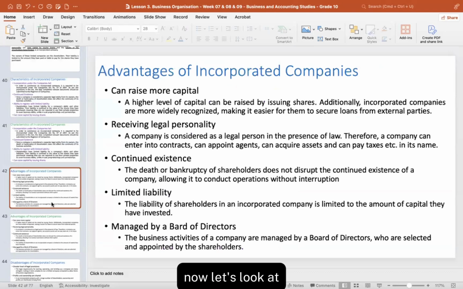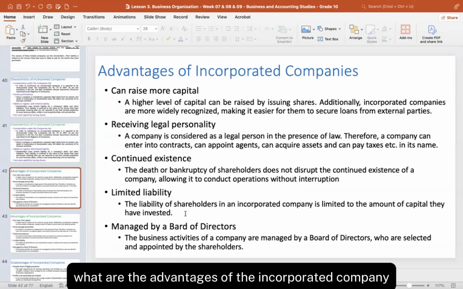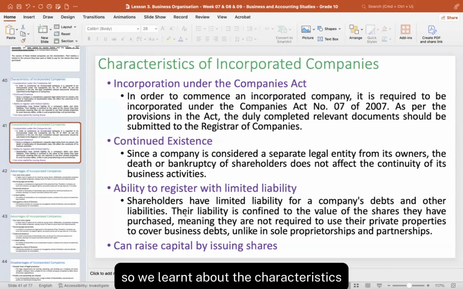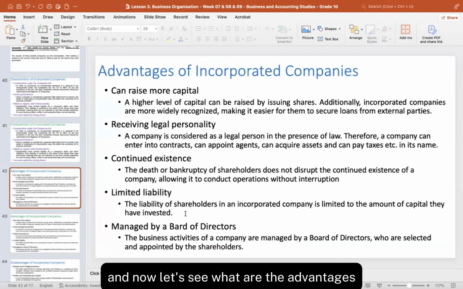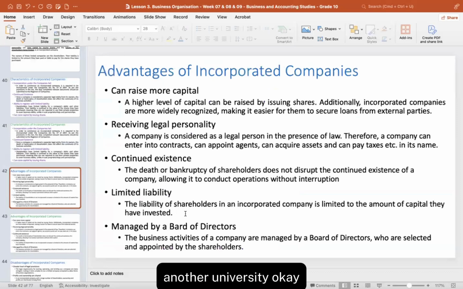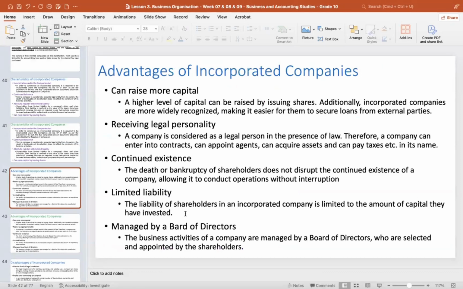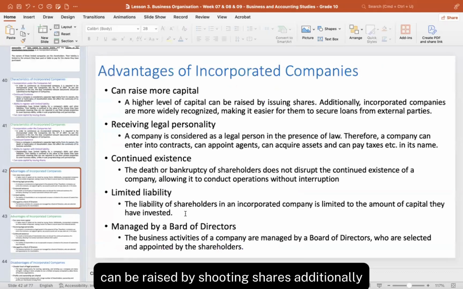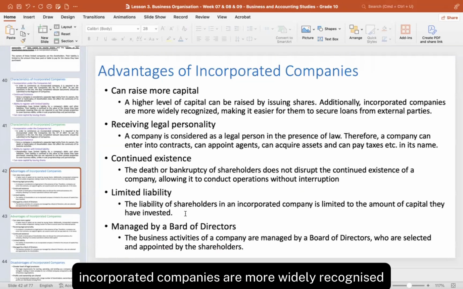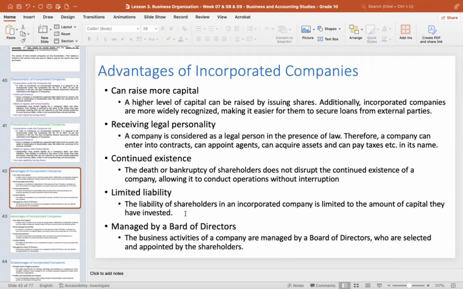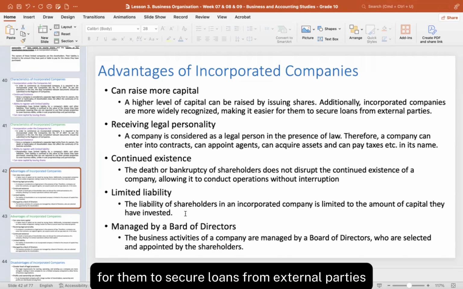Okay. Now let's look at what are the advantages of the incorporated company. So we learned about the characteristics, and now let's see what are the advantages. Incorporated companies can raise more capital because they can issue shares. A high level of capital can be raised by issuing shares. Additionally, incorporated companies are more widely recognized, making it easier for them to secure loans from external parties.